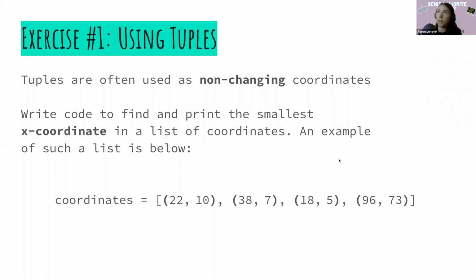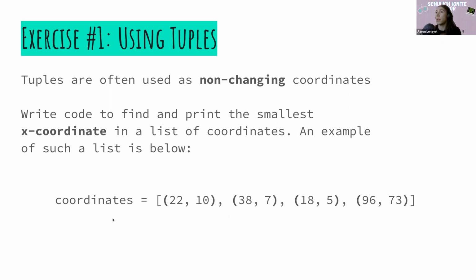This is the first exercise. We're going to go into breakout rooms. You can talk with your mentors. We're going to write some code, and you're going to find and print the smallest x coordinate in a list of coordinates. This is an example. You can come up with your own examples. Your mentors might give you something.